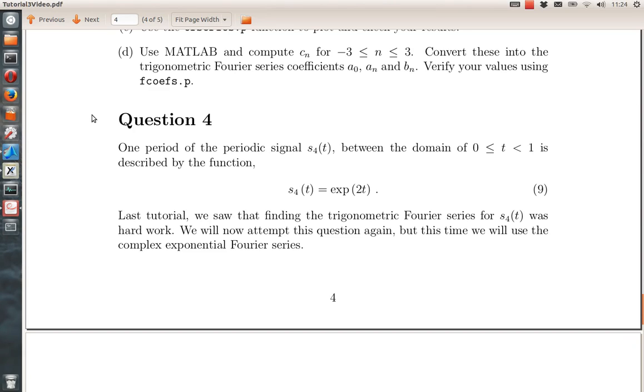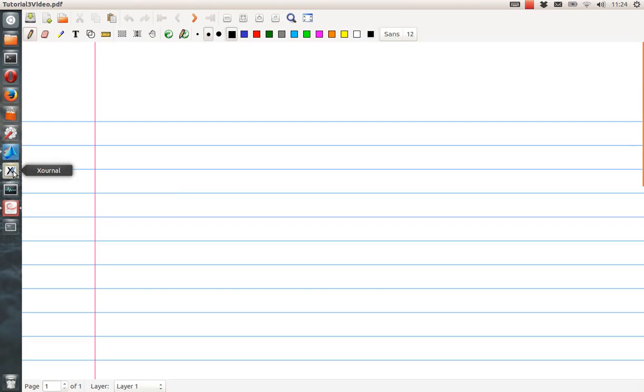Okay, so let's have a look at question number 4. We saw from last tutorial that S4 of t, which is expressed by exponential of 2t, was hard work trying to find the trigonometric Fourier series for this particular signal. But we're going to see that if we use the complex exponential Fourier series to break this signal down, it becomes significantly less work. So now we're going to finish this question, and then of course we're going to check it with MATLAB. Okay, so here we go.